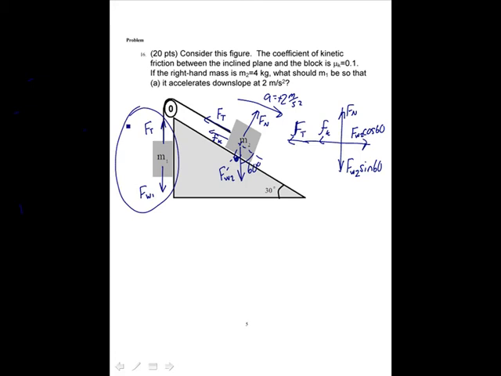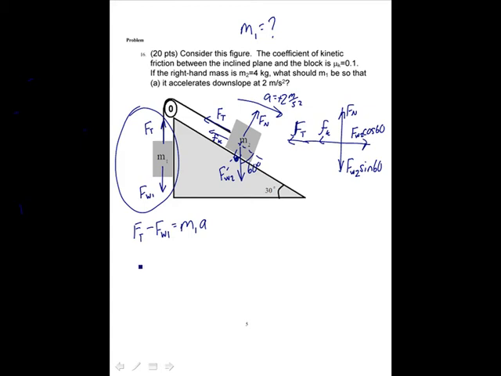So I can write a number of equations just from this set of vectors. I can say the sum of the forces in the y direction is equal to m1a. So I say Ft minus Fw1 is equal to m1a. Alright, and remember, I know what m2 is, but I'm trying to find what m1 is equal to. So I can write some other equations, just looking at the other set of vector diagrams.